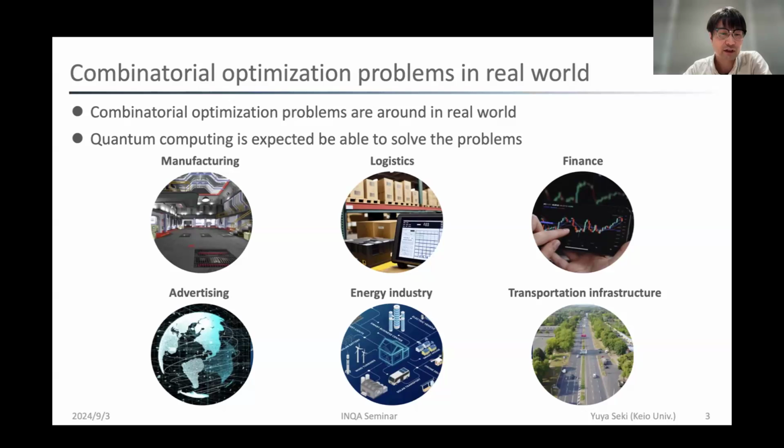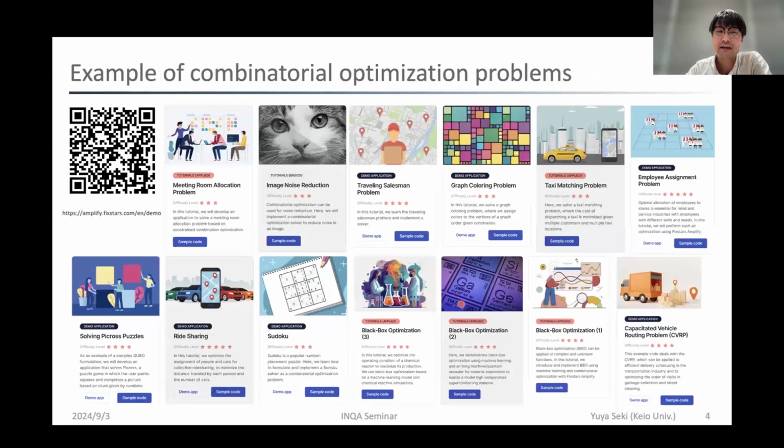And in the field of advertising, it is required to optimize the schedule of advertising and target of advertising. And in other fields, there are lots of optimization problems. In this slide, I'd like to introduce some examples of combinatorial optimization problems.